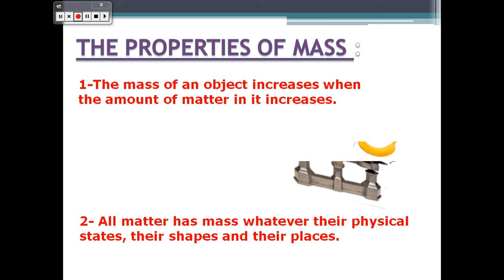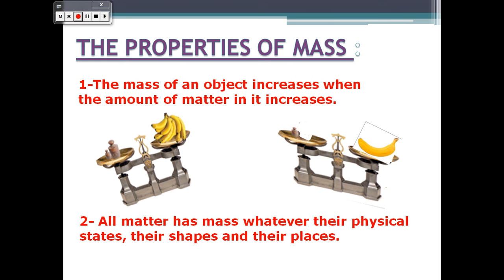Properties of mass. Number 1. The mass of an object increases when the amount of matter increases. Look here. We have here 1 banana. It has a small mass. But when we increase the amount of matter, the mass will increase. When we increase the number of bananas, the mass will increase. So the mass increases when the amount of matter increases.